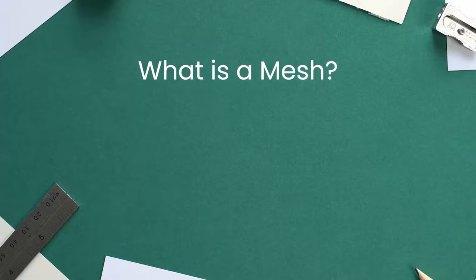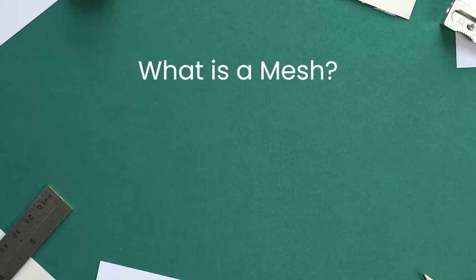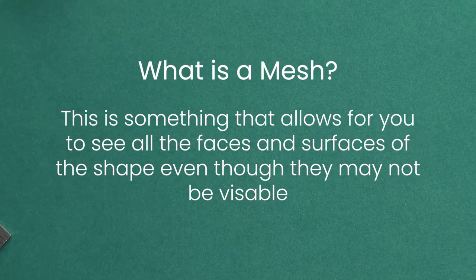Okay, so firstly, what is a mesh? This is something that allows you to see all the faces and the surfaces of the shape, even though they may not be visible. So I'm talking about, say when you draw a shape, the back part of the shape isn't visible. Adding these meshes gives you a better understanding of the form and the structure that this shape has.